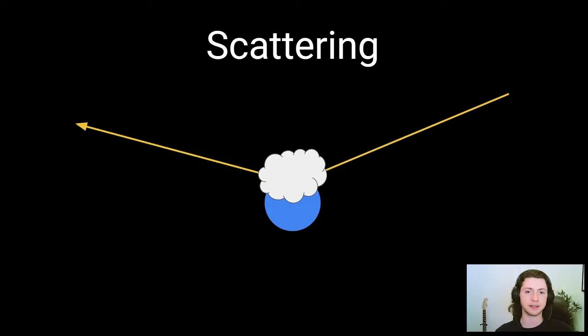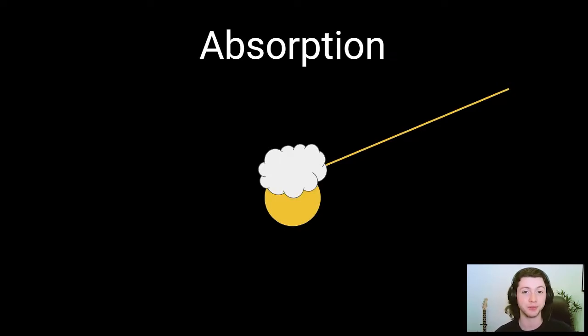But this is only one behavior that light can have when it's interacting with the particle. Another thing that can happen is that light can come in, physics magic can happen, and then that light can just get absorbed by the particle and converted to heat energy. And this is fittingly called absorption.